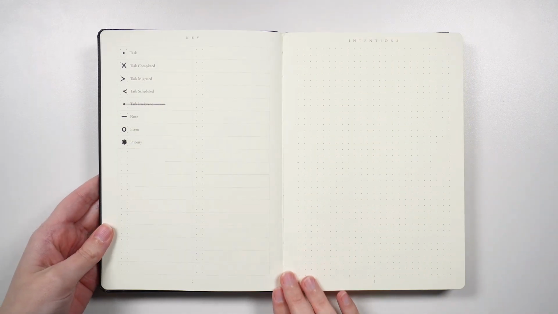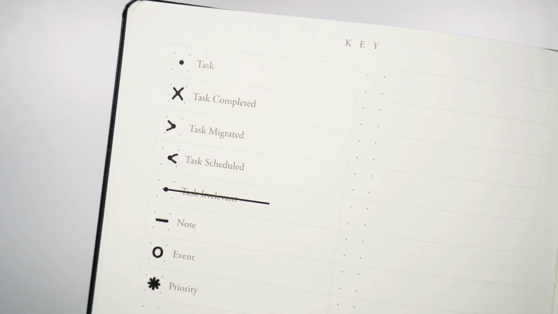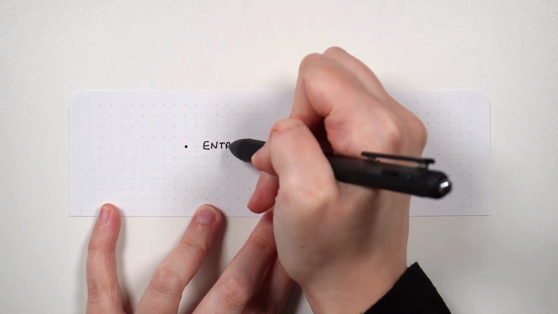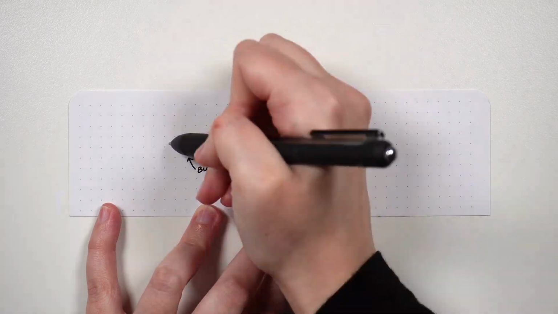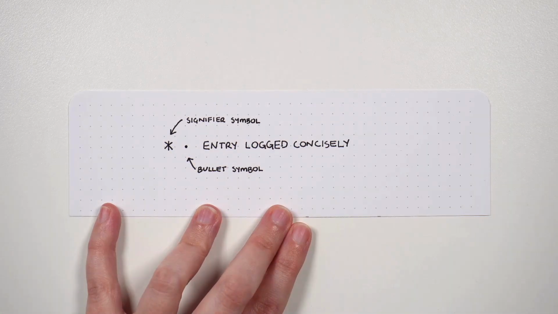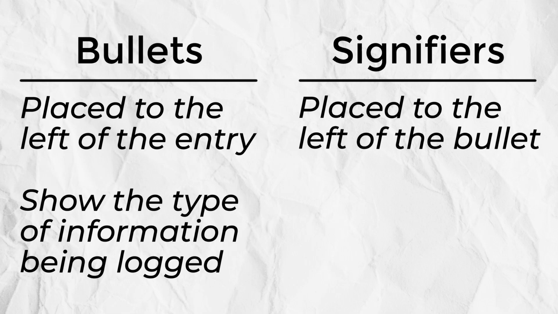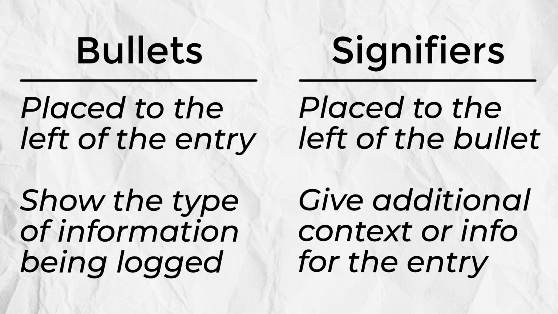Bullets and signifiers are the symbols used in the bullet journaling system to represent different types of logged information. Bullets are placed at the start of any new entry, while signifiers are typically placed to the left of the bullet for any entries that need them. The bullet represents what type of information we're recording, while signifiers give additional meaning to those entries.